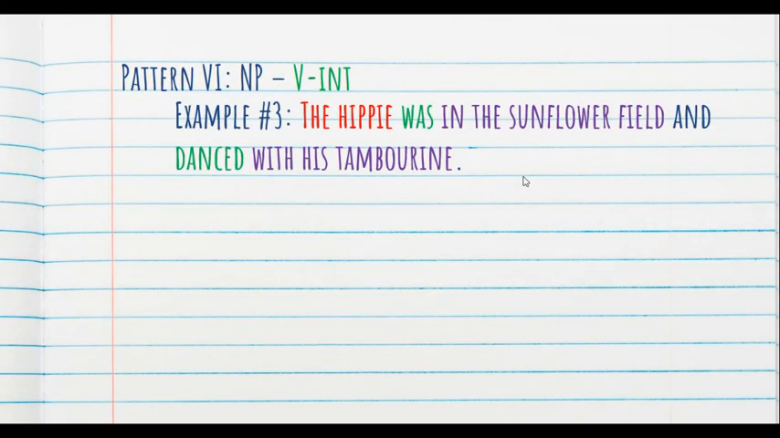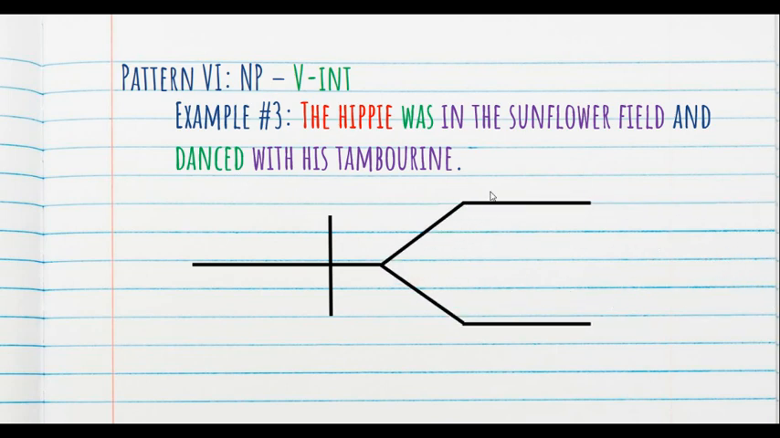Last example. Oh, it's a big one. The hippie was in the sunflower field and danced with his tambourine. Isn't that delightful? All right, so I can see my subject, but I also know ahead of time I have two verbs. I have a was and a dance. So I'm going to split this verb already and get those two in here.